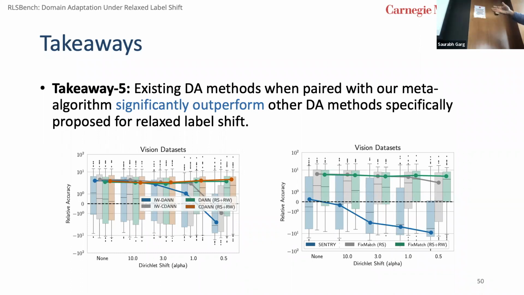And I've tabulated these plots in a way so that methods that have similar objectives are together. So Sentry is very close to FixMatch, and it has some objectives that try to correct for label proportion shift, but it actually ends up not doing it very well.